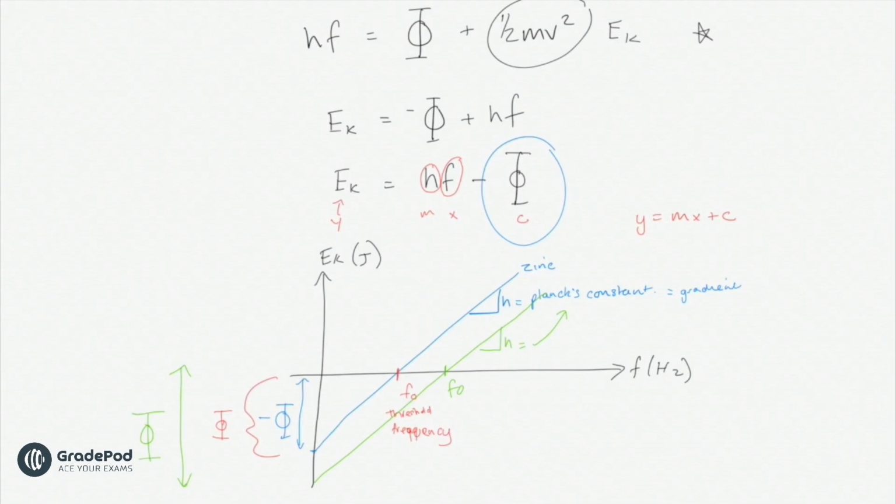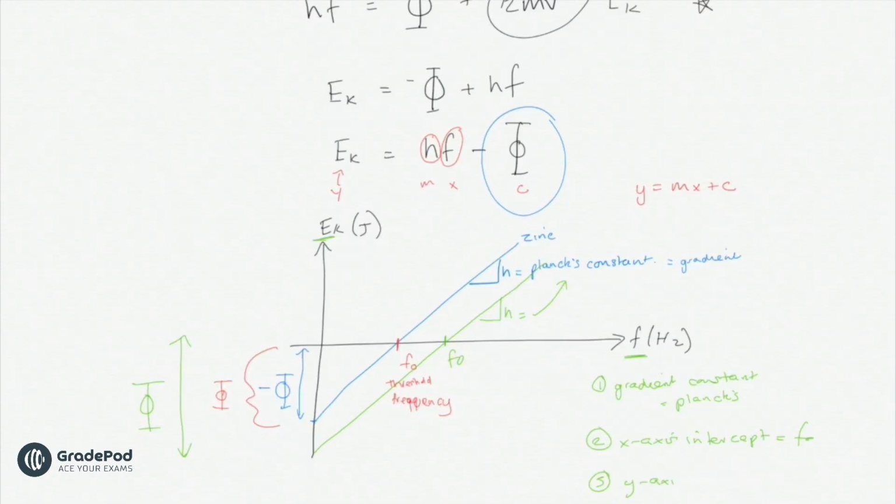So if you see a graph with kinetic energy on the y-axis and frequency on the x-axis, you need to instantly realise three things. One, that the gradient is constant. It's not any constant, it's equal to Planck's constant. Two, that the intercept on the x-axis is equal to threshold frequency. And three, that the y-axis intercept is equal to the work function.